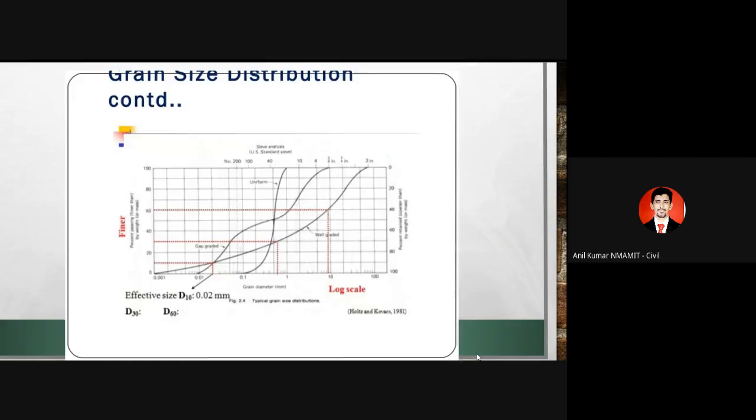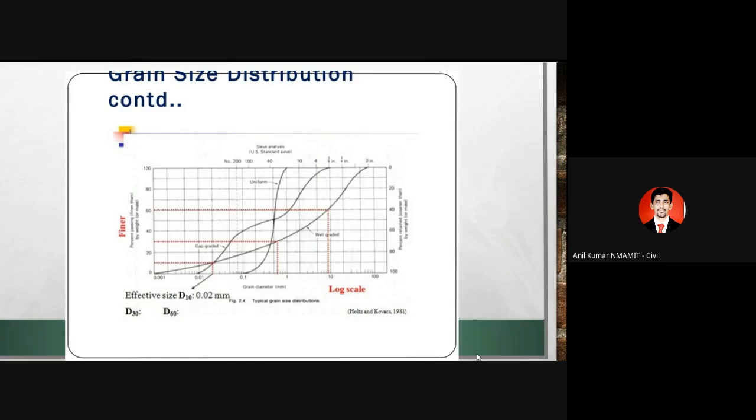Okay, now see, this is one of the curves. Maybe you have seen this curve, where there are different types of curves, right? The one curve we call a well graded soil sample. Second, we have a gap graded soil sample, and we have a poorly graded soil sample or uniformly graded soil sample. What do you mean by a well graded soil sample?